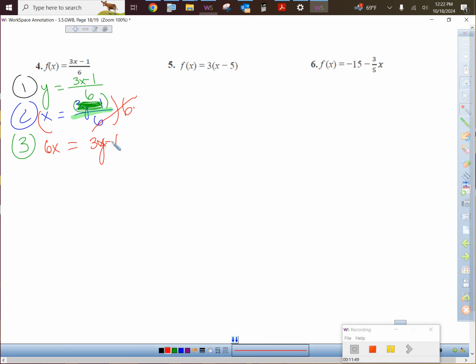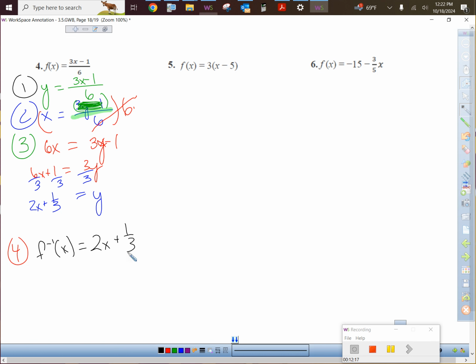Sorry about that. And now I'll keep solving for y. Now I'll add 1 to both sides, and then I'll divide everything by 3. So 2x plus 1/3. If you want to show the baby steps, you're welcome to do that, but that's what that dude turned out to be. And then step 4, we got f inverse of x equals 2x plus 1/3.